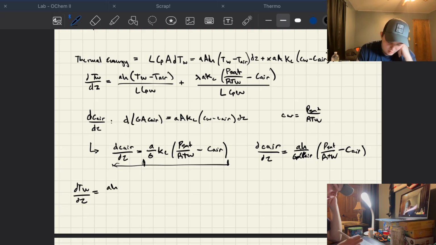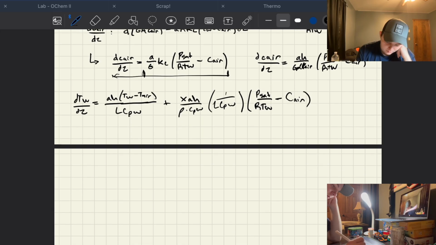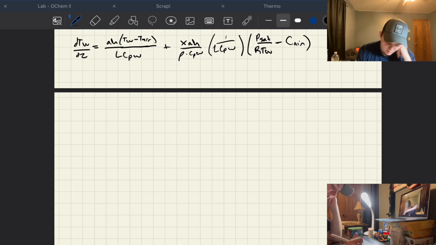It's going to be equal to AH over, oh, we're still going to need times delta T over LCPW plus XAH over rho CPW. Then we gotta multiply. So I'm gonna get rid of that term. Minus here, to get rid of the denominator.